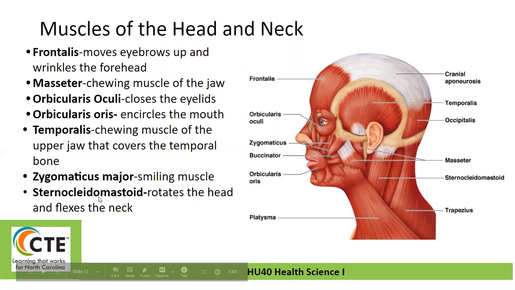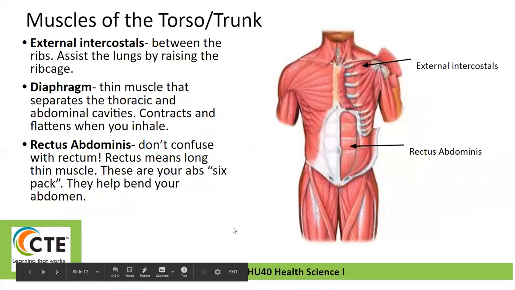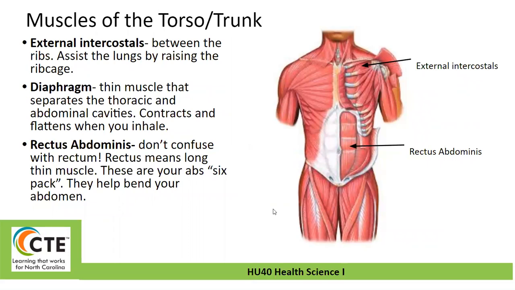The sternocleidomastoid. This one is here. So it attaches to our cranium and comes way down here and attaches to our sternum. And this helps to rotate the head. Okay, muscles of our torso. I talked about yesterday how the skeletal muscles also help to protect our abdominal contents. So this is not just one muscle.